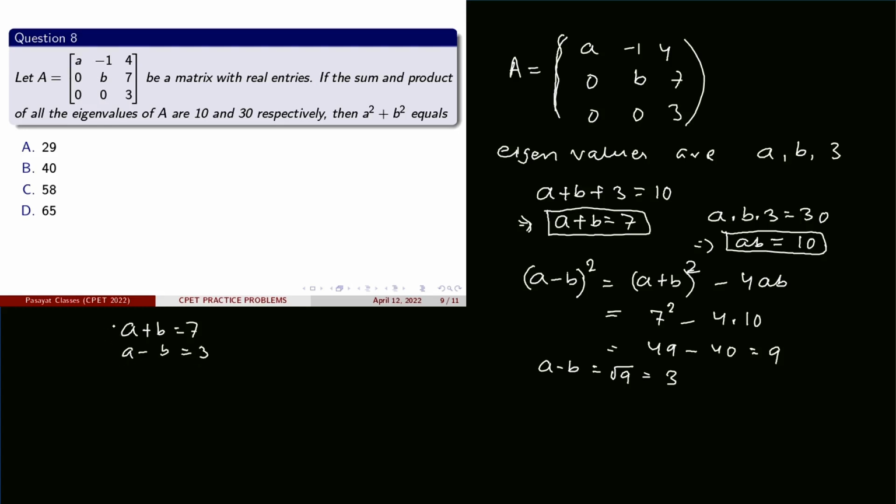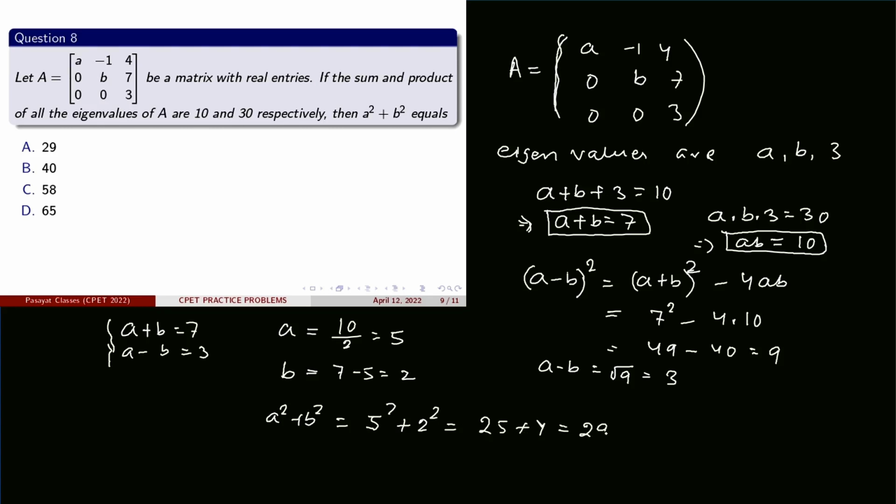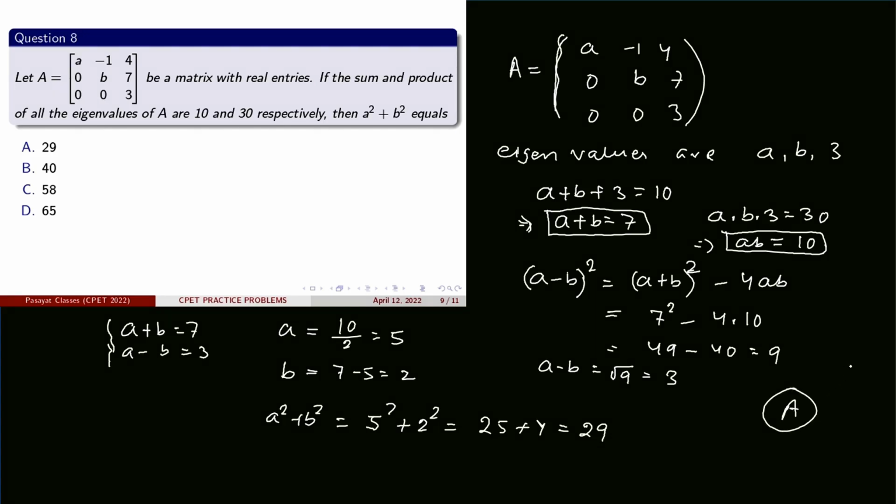And on solving these two equations, we get the value of A is equal to 10 by 2, which is equal to 5, and B is equal to 7 minus 5, which is equal to 2. So here we get A is equal to 5 and B is equal to 2, and we have to find the value of A square plus B square. This is equal to 5 square plus 2 square, which is 25 plus 4, equal to 29. So option A is correct, that is 29.